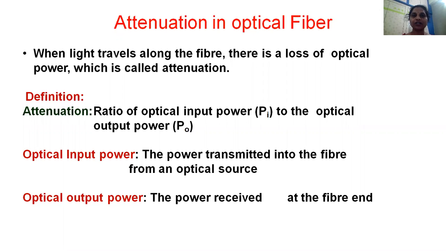Attenuation can also be called, in simple language, losses in the optical fiber. When light travels along the fiber, there is a loss of optical power, which is called attenuation. Attenuation is the ratio of the input optical power to the output optical power, Pi by P naught. The power transmitted into the fiber from an optical source is called Pi, and the power received at the fiber end is taken as the output power P naught.